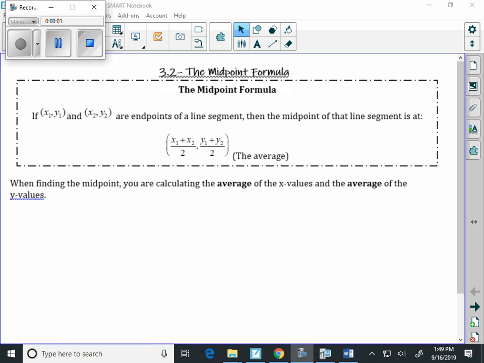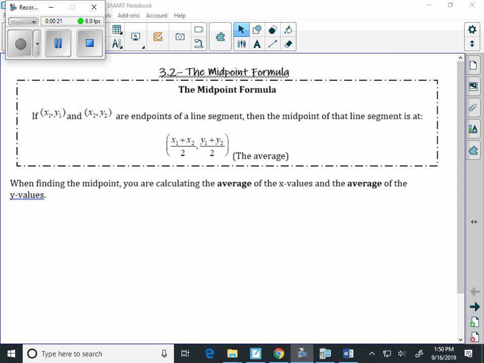To talk about the midpoint formula. The midpoint formula says if you're given 2 points, then what we do is we add the x values of the points and we divide by 2. We add the y values of the points and we divide by 2. And when we add these 2 values and divide by 2, what we're doing is we're taking the average.